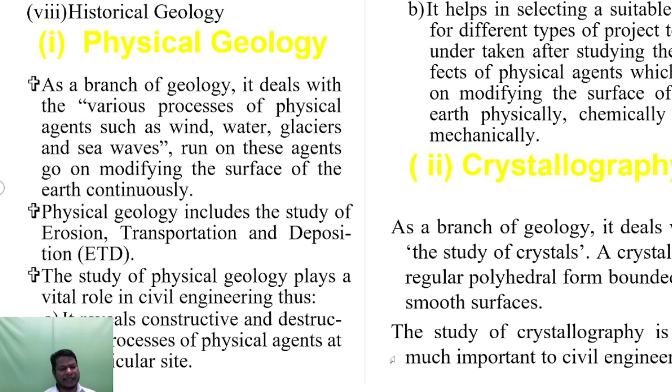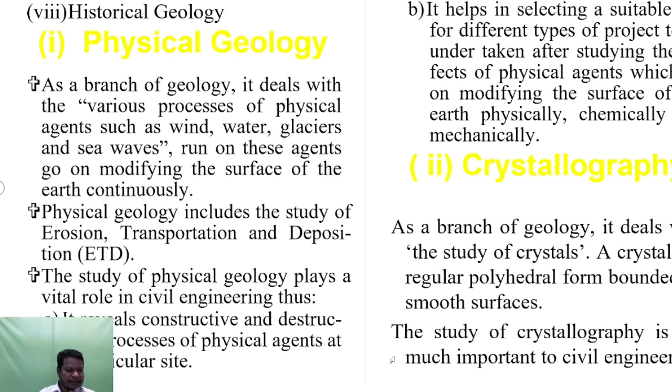First one, physical geology. What is the meaning of physical geology? This is a branch of geology. It deals with the various processes of physical agents, such as wind, water, glaciers, and the sea waves. These are all physical geological studies. These agents are continuously modifying the surface of the earth. Physical geology includes the study of erosion, transportation and deposition.